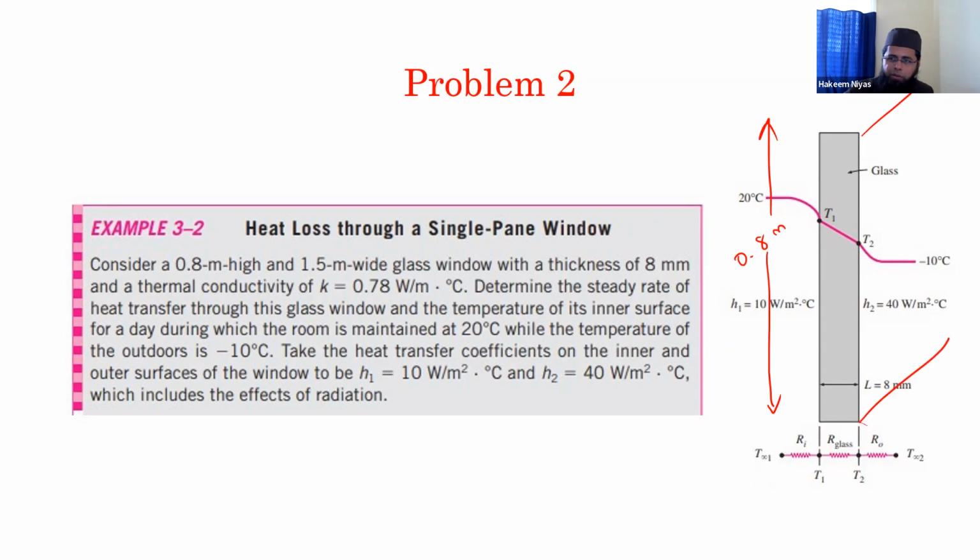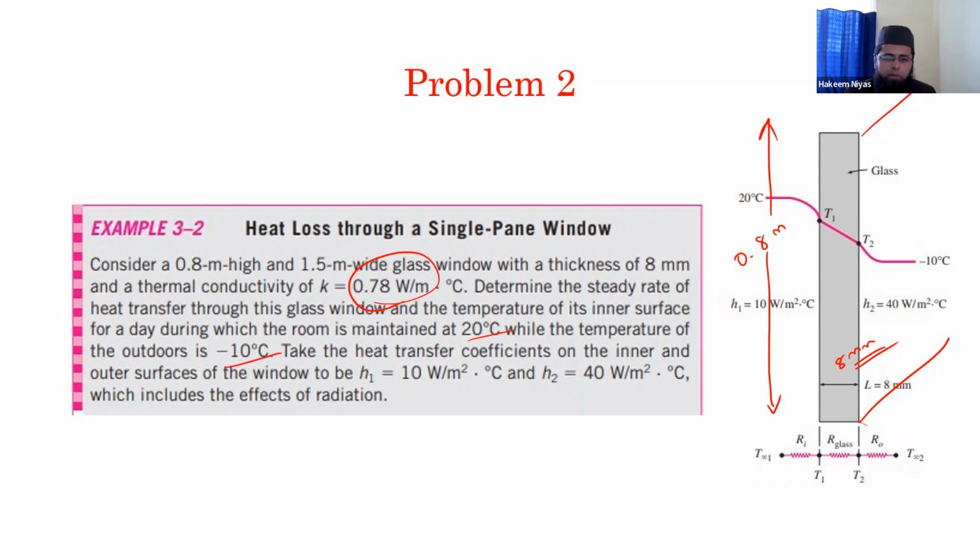We say 1.5 meter. The thickness is 8 mm. Okay, 8 mm thickness. Thermal conductivity is given. Fine. So steady rate of heat transfer, and inner and outer temperatures are given.